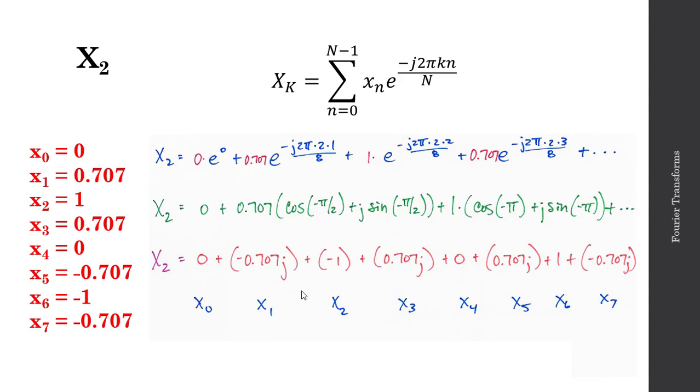And so I end up with my x2 term equal to 0. So as a result, my second frequency bin is going to be equal to 0, which means there is no content at that frequency. And this makes sense, right? We had a 1 Hz sine wave, so we're not expecting any content at this frequency.